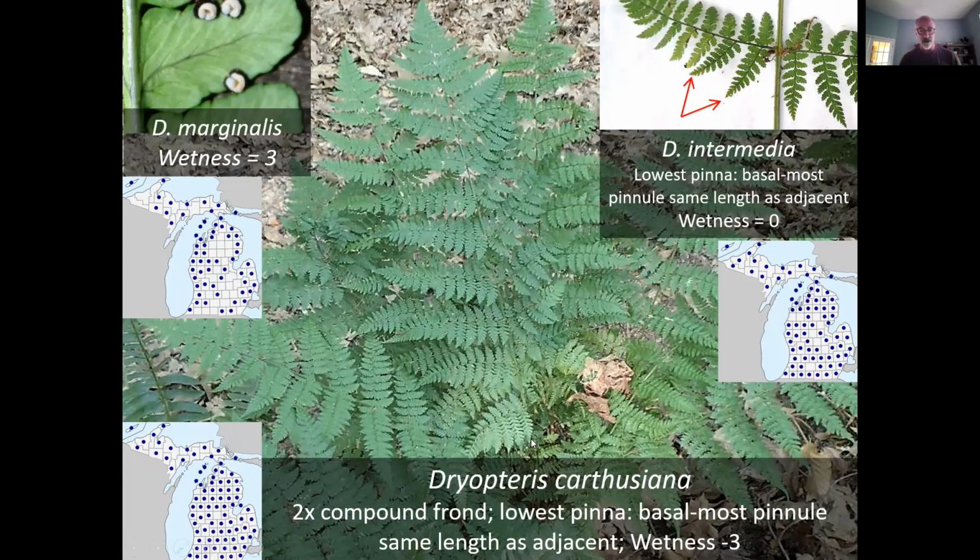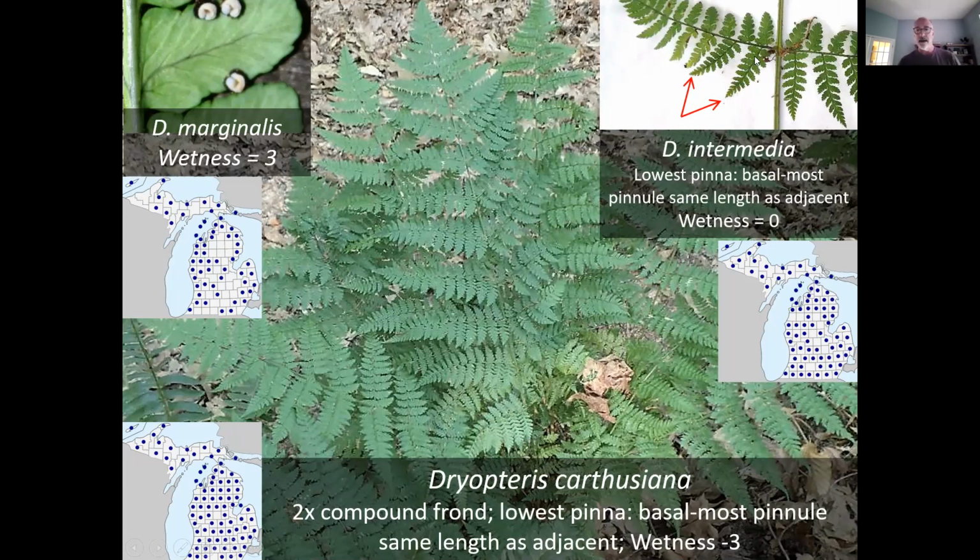What we're gonna do is go to the lowest leaflet, the lowest pinna, okay? And we're gonna look at the basalmost pinnule. What do I mean? This is a leaflet up here, on intermedia. This is its pinnule, and it's basalmost because it's closest to the rachis, the stalk of the leaf. So, basalmost pinna, and now we're going to look at the basalmost pinnule of the basalmost pinna. I hope you followed that. It's the bottom of the bottom of the bottom. Maybe that's easier.